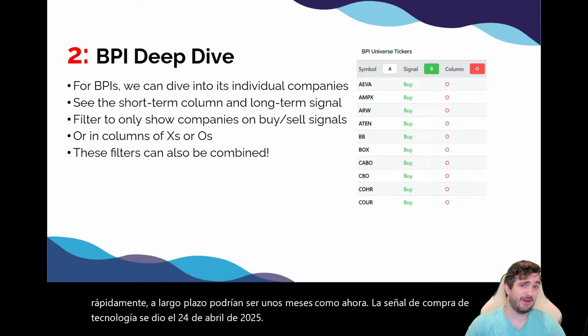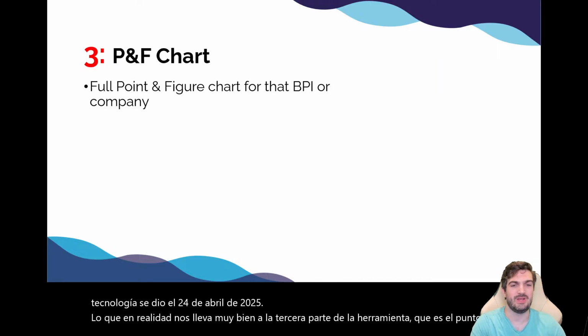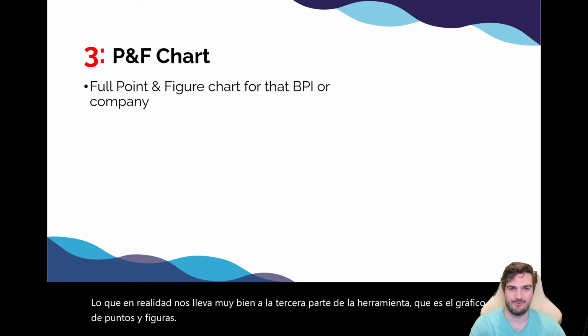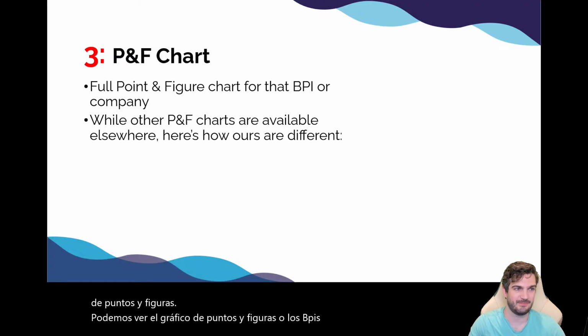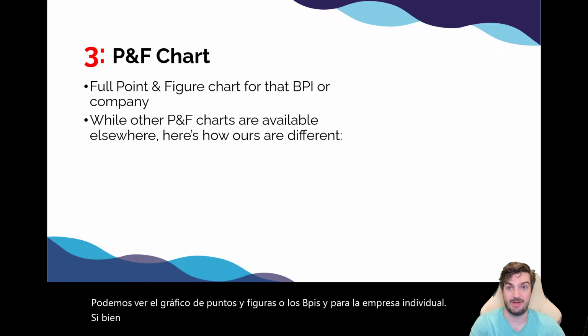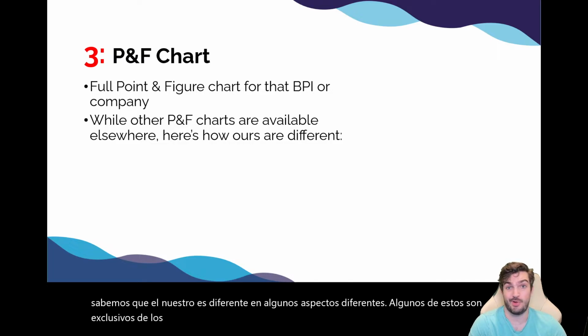Which actually leads us very well into the third part of the tool, which is the point and figure chart. We can see the point and figure chart for the BPIs and for the individual company. While there are other point and figure charts that are available on other websites, we know that ours is different in a few different ways. Some of these are unique to Sectors Made Simple, others were just quality of life that we wanted to have.